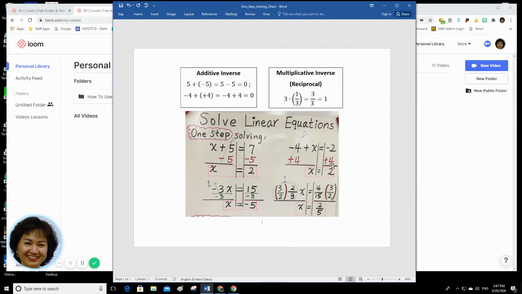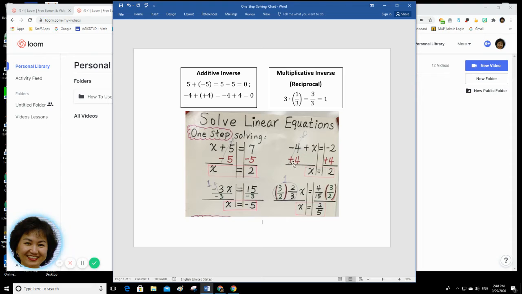Look at this example. We have negative 4 plus x equals negative 2. Same thing, we want to see x by itself on the left side. So we need to get rid of this negative 4 by adding its inverse. And the inverse of negative 4 is a positive 4. So we add positive 4 to both sides.